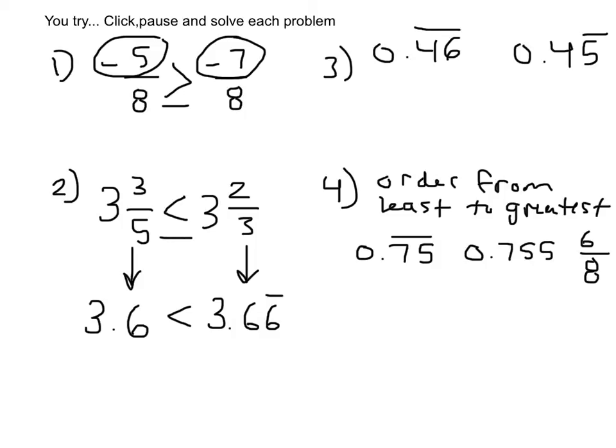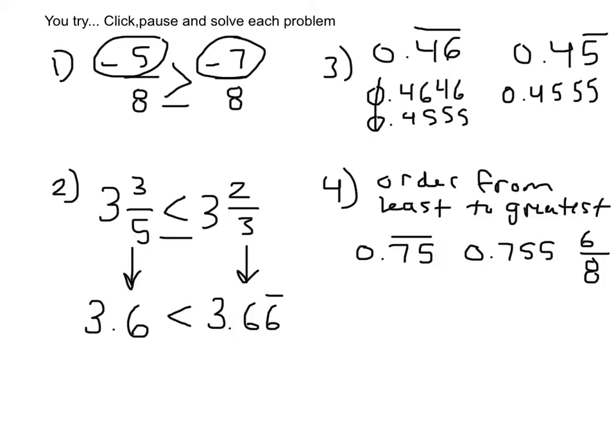Okay, number 3. 0.46 repeating and 0.45 repeating 5. Sometimes it's helpful to write the number a little further. 0.4646, at least a few places, and 0.4555. So now I can compare place values. If it helps, you can stack them on top of each other, because I can compare places.